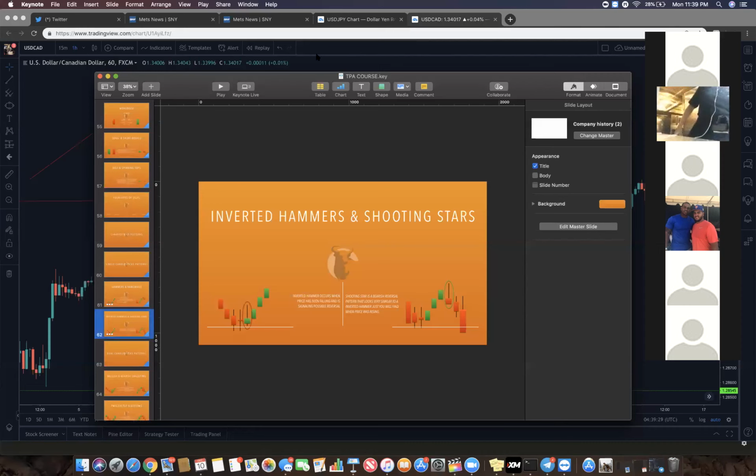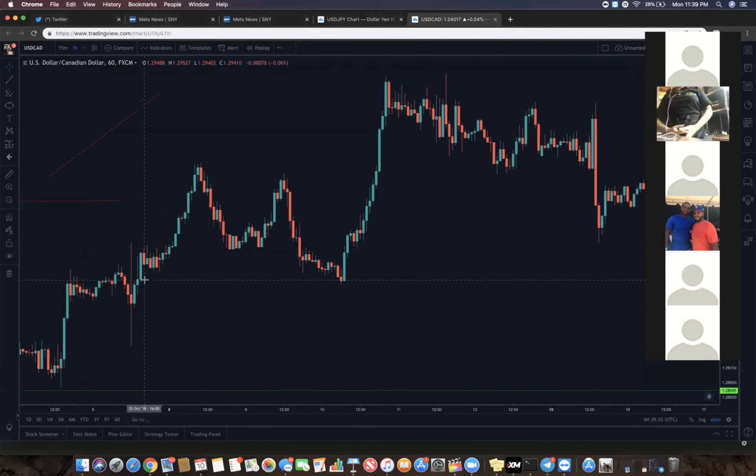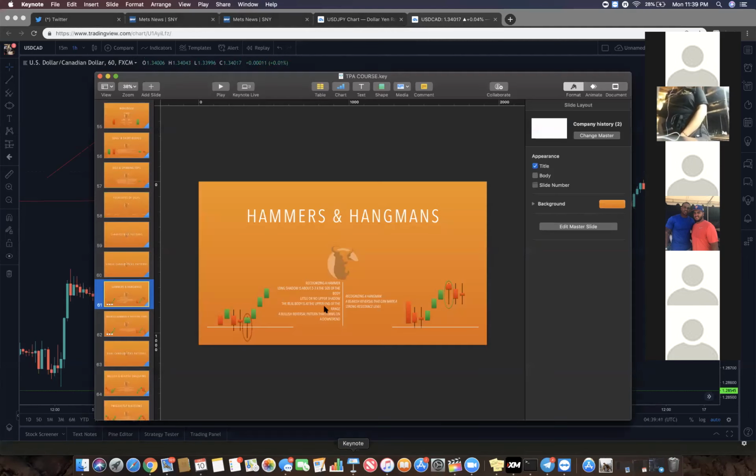All right. So remember, real quick, if the market was going down and we saw a hammer, it's just the name of this candlestick that forms this way where it looks like a legit hammer. It has a small upper wick and a long lower wick.